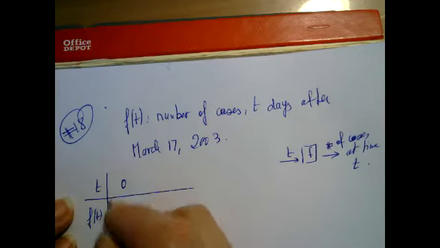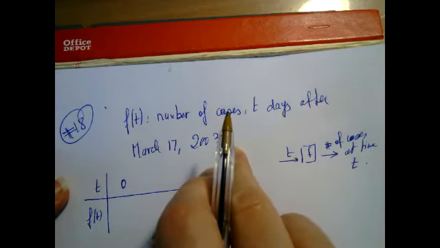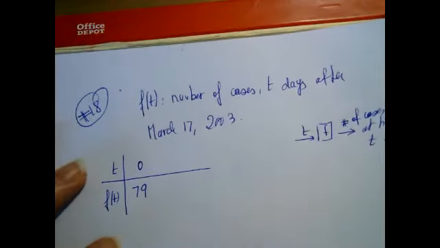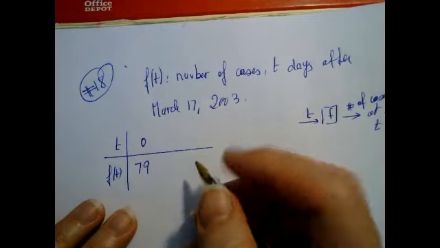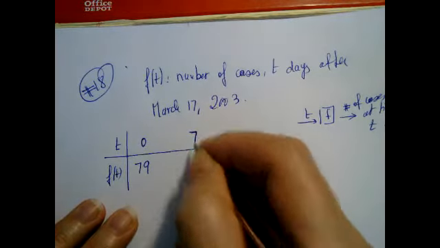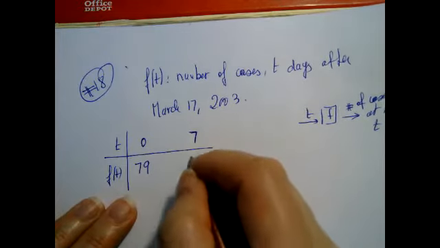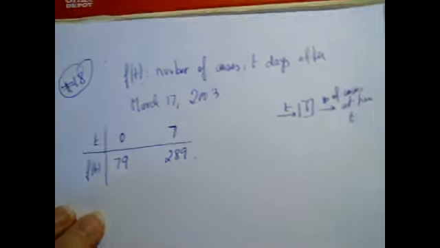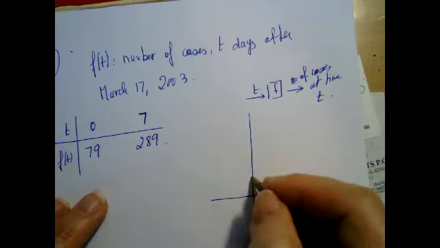They're telling me initially, on March 17, there were how many cases? 79 cases. It's growing at a constant rate. And then they are telling me that after 7 days, there were how many? 289 cases. That's really the scenario. And they are telling me it's linear. It means basically the graph is a line.